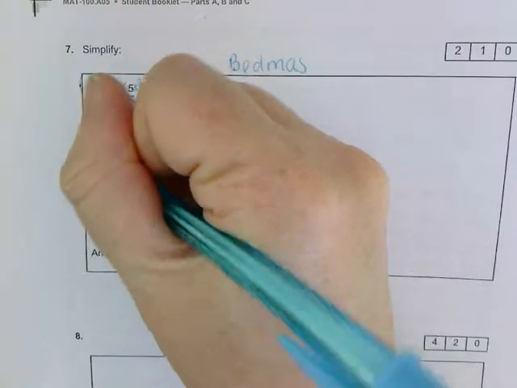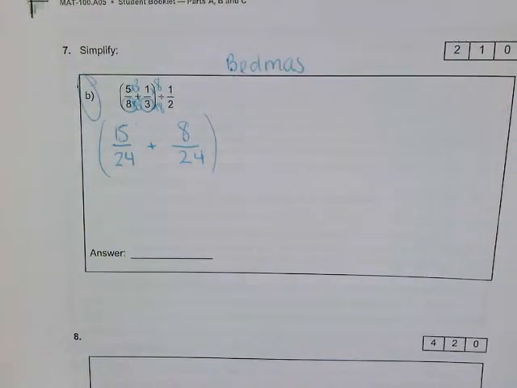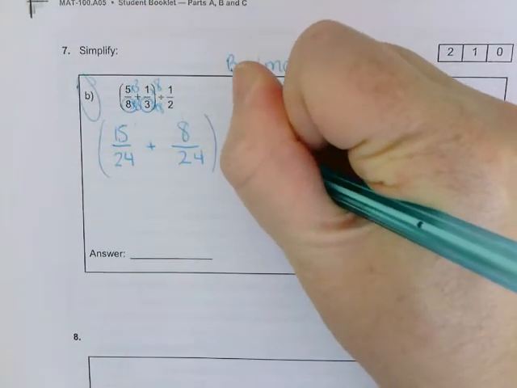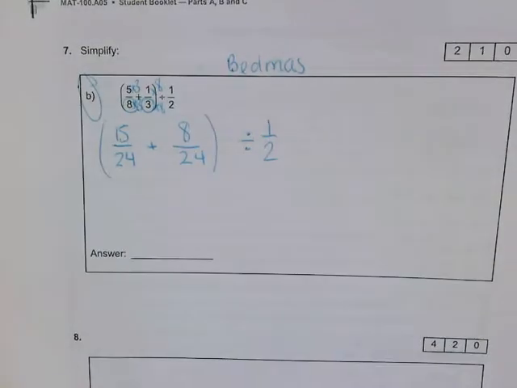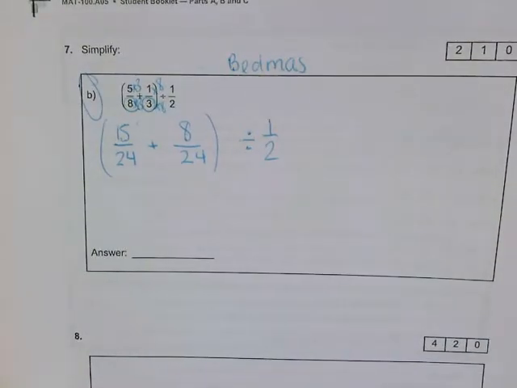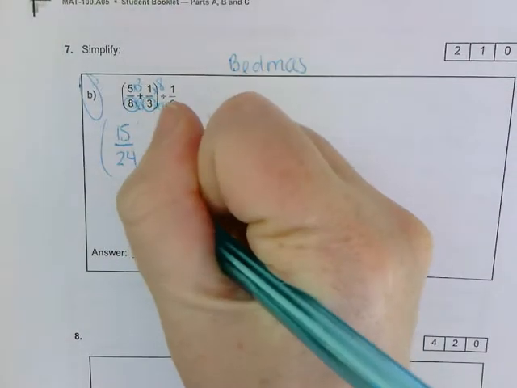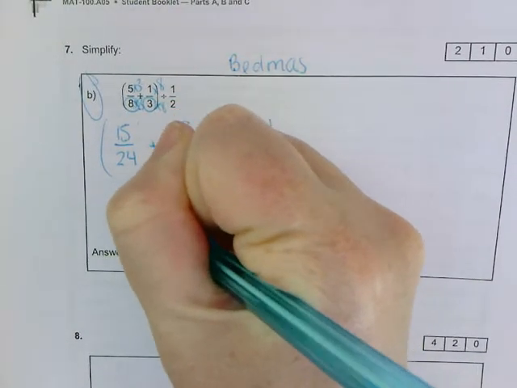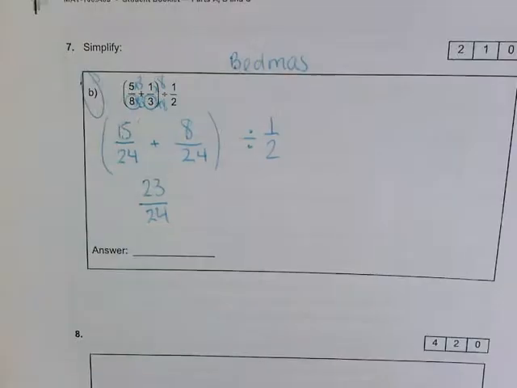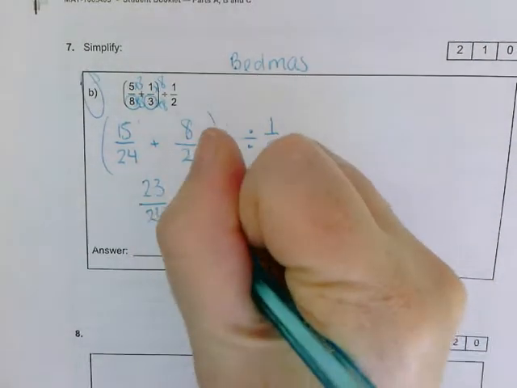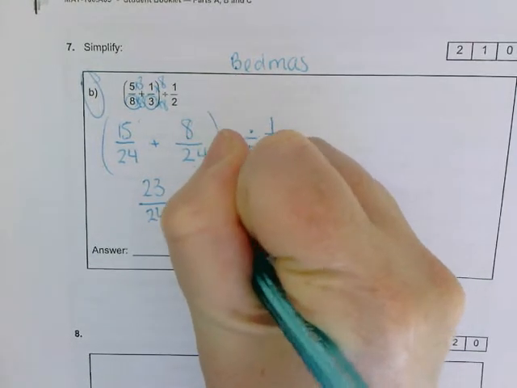I'm going to treat all of this, now that they're on a common denominator, but I'm going to bring down my divided by 1/2 so that I don't forget about it. Okay, so now if I do 15 plus 8 is 23, and you leave the same denominator over 24. And then now I have that answer. I'm going to do divided by 1/2.